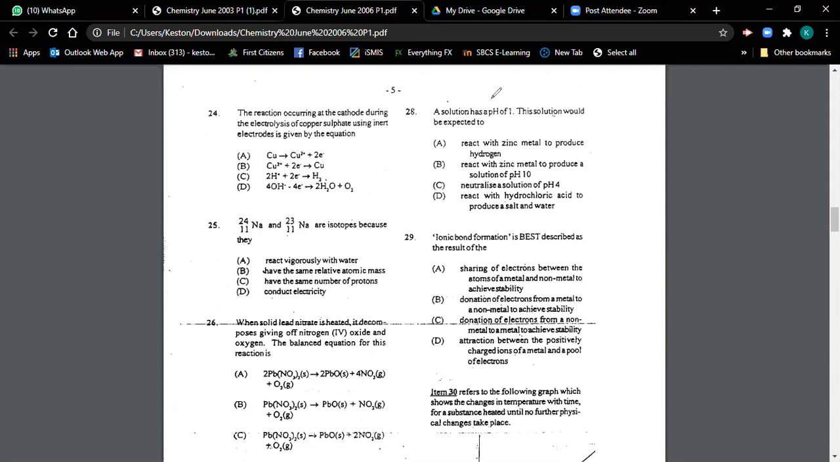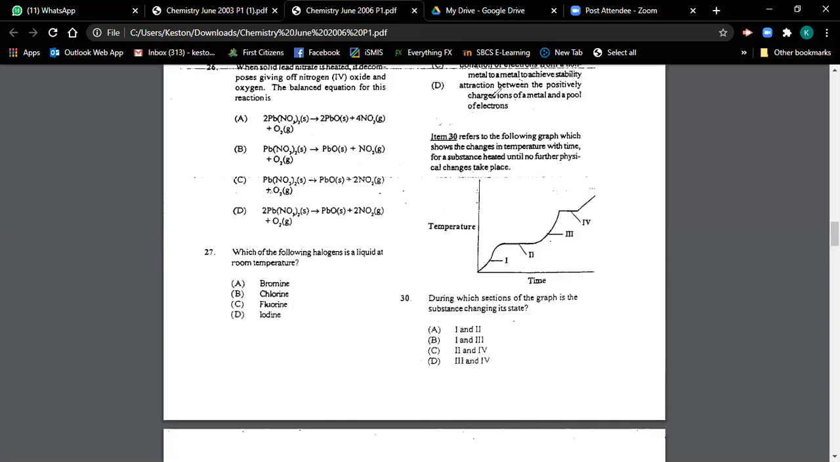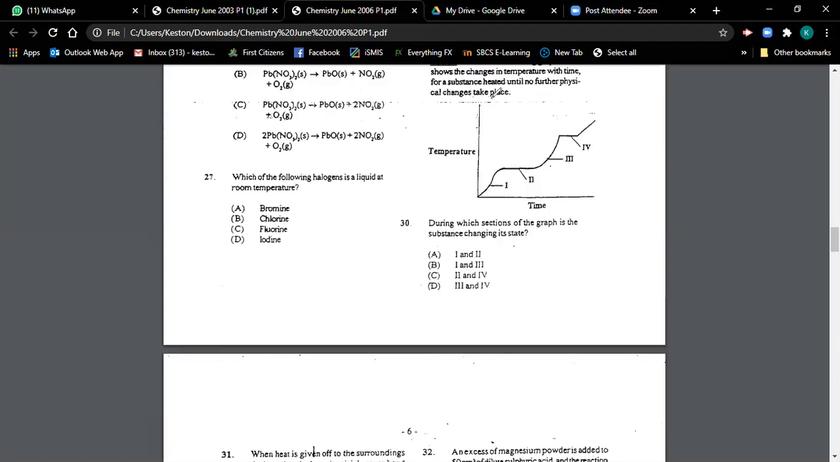30. During which section of the graph is the substance changing its state? C. 2 and 4. Yeah. During that time, you have a mixture of two things. Yeah. Solid and liquid. Remember when I was showing you the graph for that last class?